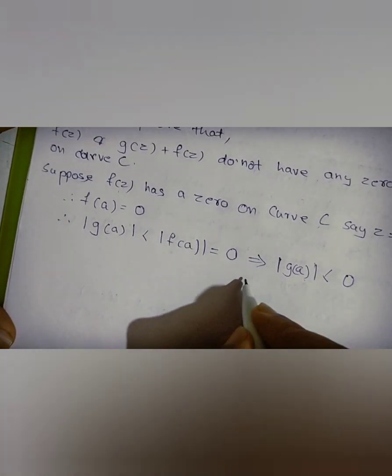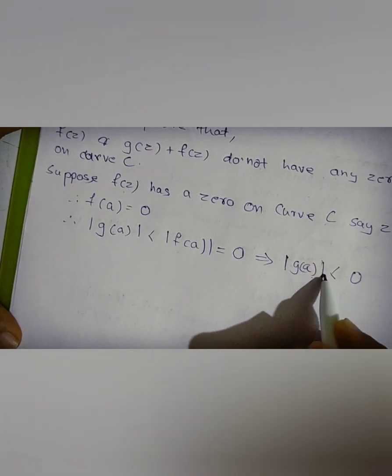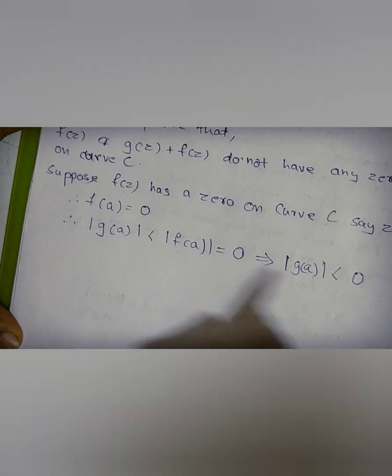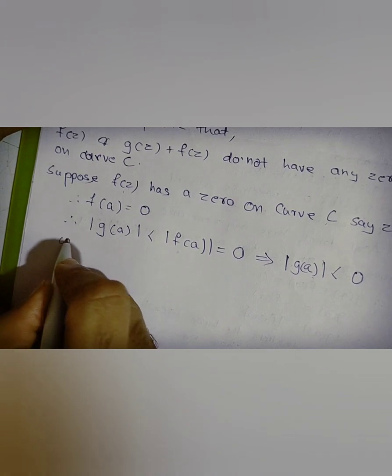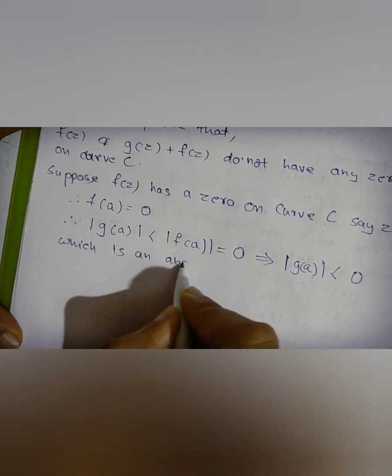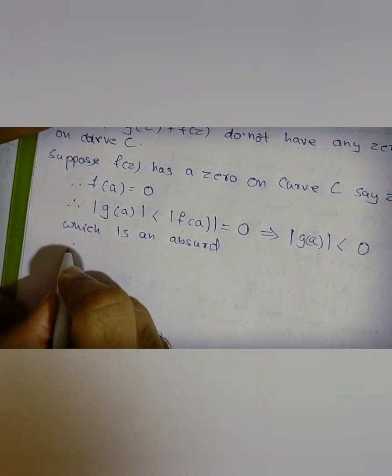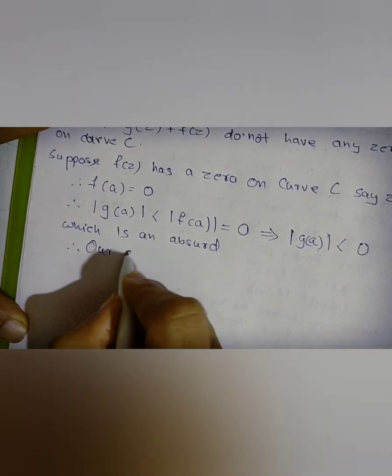So we can say which is an absurd. This cannot be accepted, because the mod of anything cannot be less than 0. It should be either 0 or more than 0. Absurd means it's something wrong. So we can say therefore our assumption is wrong.